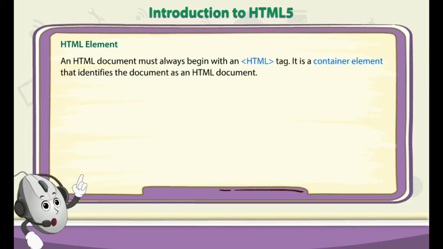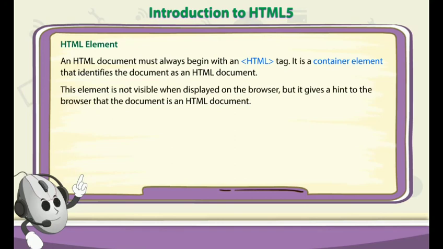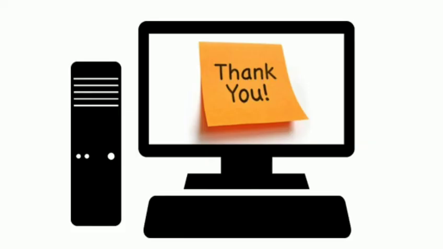An HTML document must always begin with the HTML tag. It is a container element that identifies the document as an HTML document. The element is not visible when displayed on the browser, but it gives a hint to the browser that the document is an HTML document. The HTML tag represents the root of the HTML document. So here we are stopping.